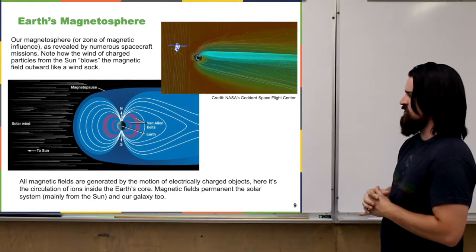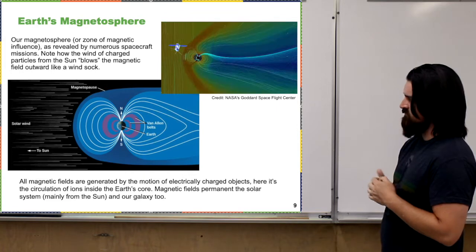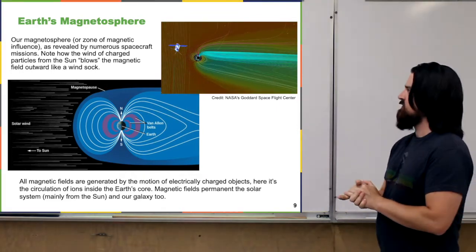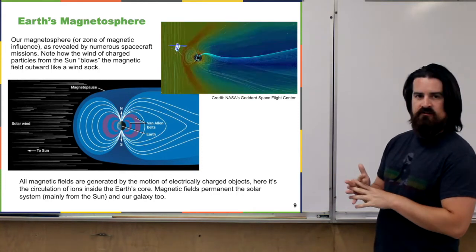Yeah, so there's some terminology here. We don't need to worry too much about it, right? Just that the Earth has this magnetic field that protects us from a decent amount of stuff that might otherwise harm life on the planet.